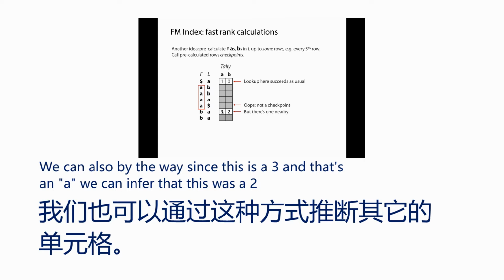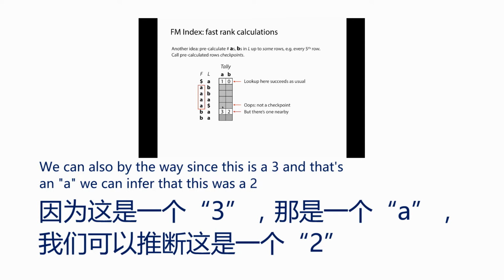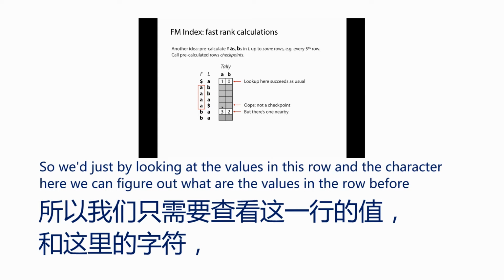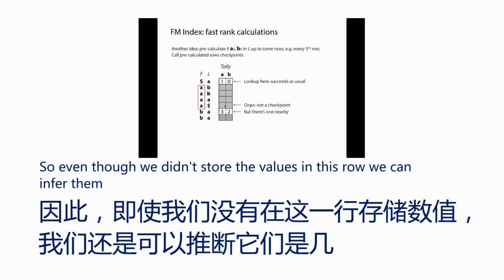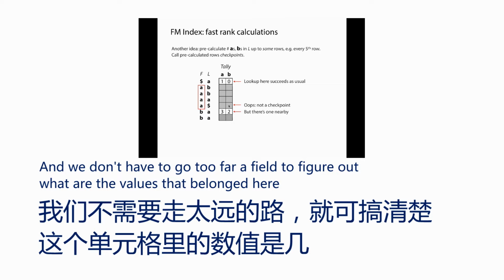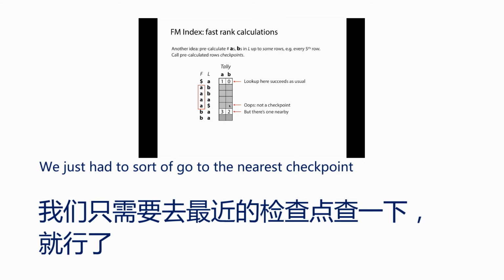We can also, by the way, since this is a 3 and that's an A, infer that this was a 2. So just by looking at the values in this row and the character here, we can figure out what the values in the row before are. Even though we didn't store the values in this row, we can infer them, and we don't have to go too far afield to figure out what values belonged here. We just had to go to the nearest checkpoint.